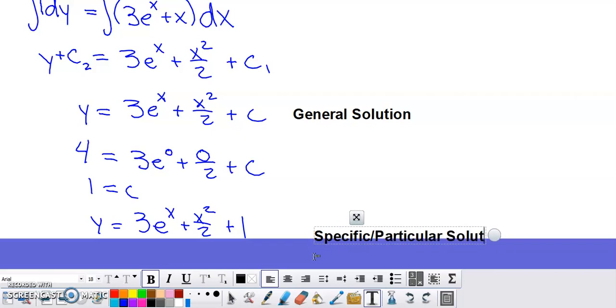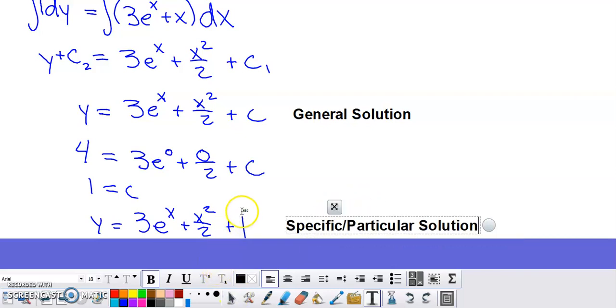Depending on your professor down the line, you might hear both of those. College Board is probably going to be using the term particular, if I had to guess. They have used both in the past, so you'll hear me go back and forth, use them both here and there, just so we're familiar with each of them. So general solution is the solution that we get that does not have the constant of integration solved for yet. And then the specific or particular solution is the solution that we have found the value of c for.